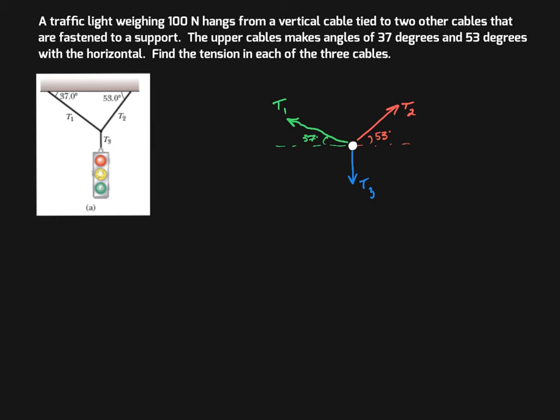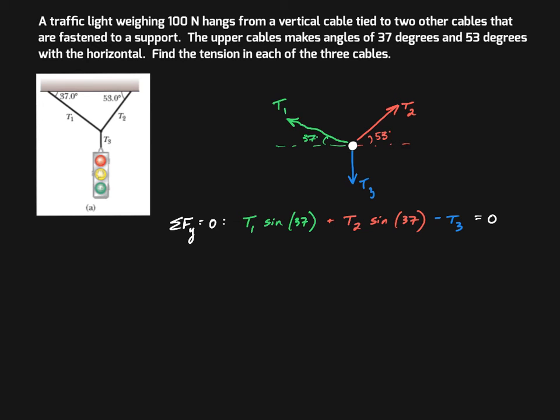Now we need to create equilibrium equations in both directions. So our summation of forces in the y direction, we'll just start out with the y, it doesn't really matter. And let's say first off we have T1, and in the y direction that's going to be sine of 37, and then we have plus T2 sine of 37, and then this is going to be minus T3. Well, we know that T3 is equal to 100, but we'll just leave it like that for right now.